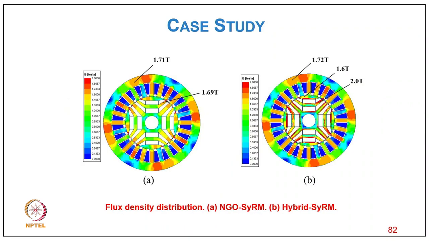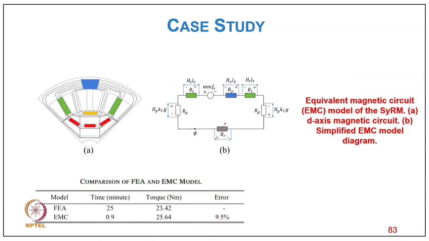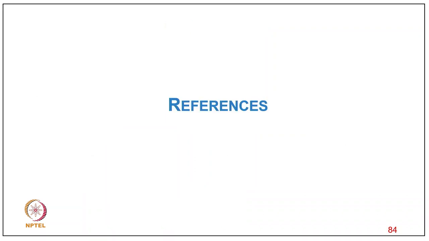And this is the flux density in the NGO synchronous motor and hybrid synchronous motor. The typical comparison of the FEA and EMC model for the torque and the error in the two cases, and the equivalent magnetic circuit model of the synchronous motor, d-axis magnetic circuit, and the simplified EMC model diagram.